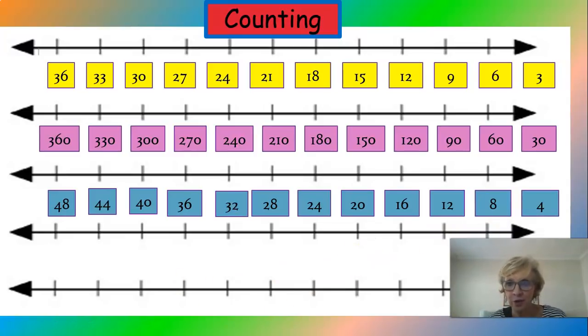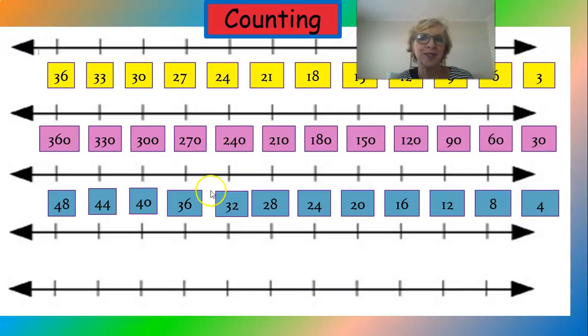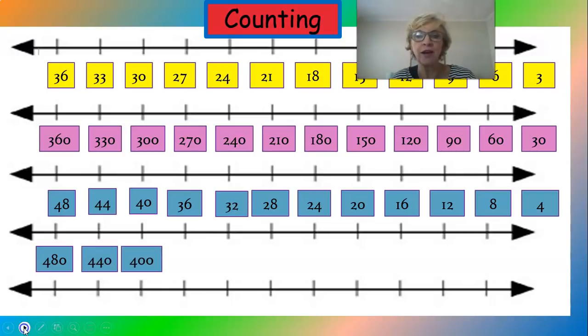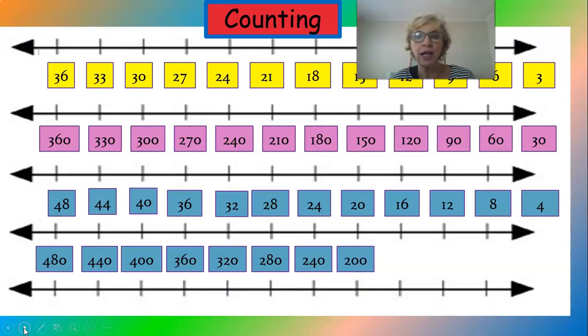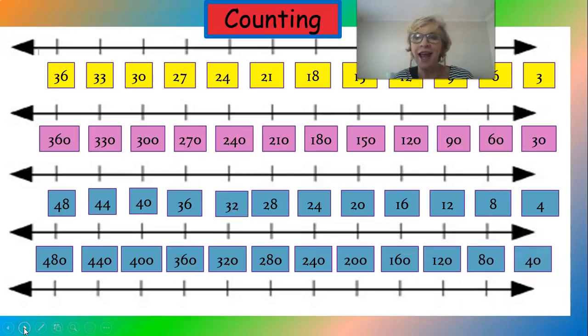Right, so what do you think we're going to do next? Yes, absolutely. We're going to count back in 40s, starting from 480. And you're going to see the pattern between the top row of numbers, which is your 48 and 44, and then 480, take away 40. So we're starting at 480, right? 440, 400, 360, 320, 280, 240, 200, 160, 120, 80, and 40.